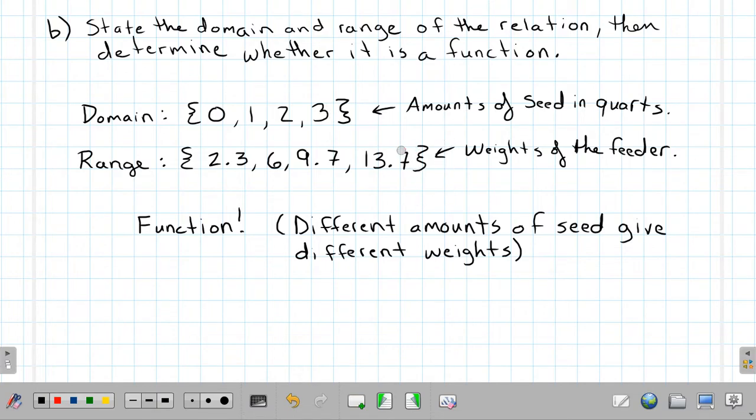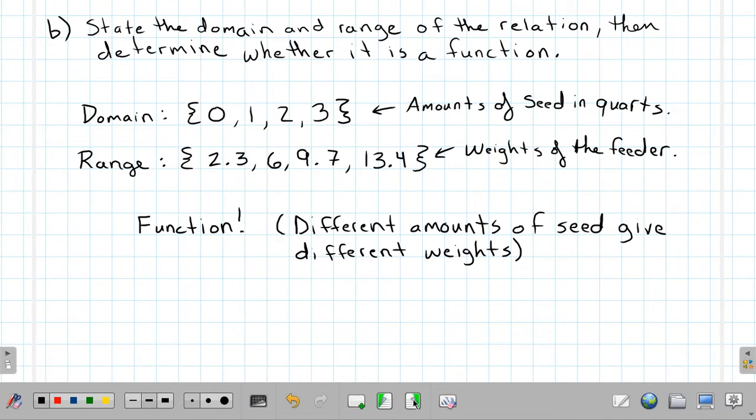That should actually be 13.4. So that is my bad. Kudos to you if you caught that. Okay. So glad I caught it before I actually published the video. But anyways, once again, this is a function because different amounts of seed correspond to different weights. Okay. So pretty straightforward there.